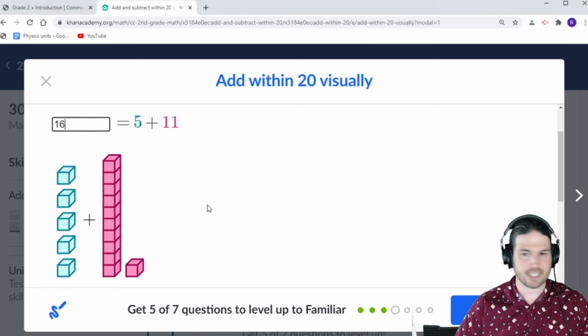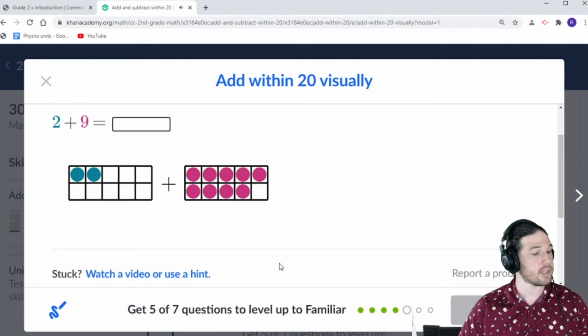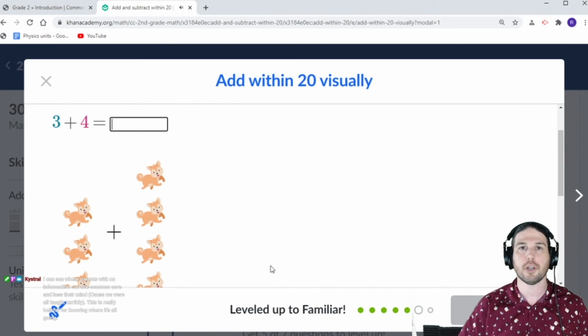5 plus 11 is 16. I don't even need to look at the blocks. And again, if your student doesn't need to look at the blocks, that's fine, so long as they could if they had to.